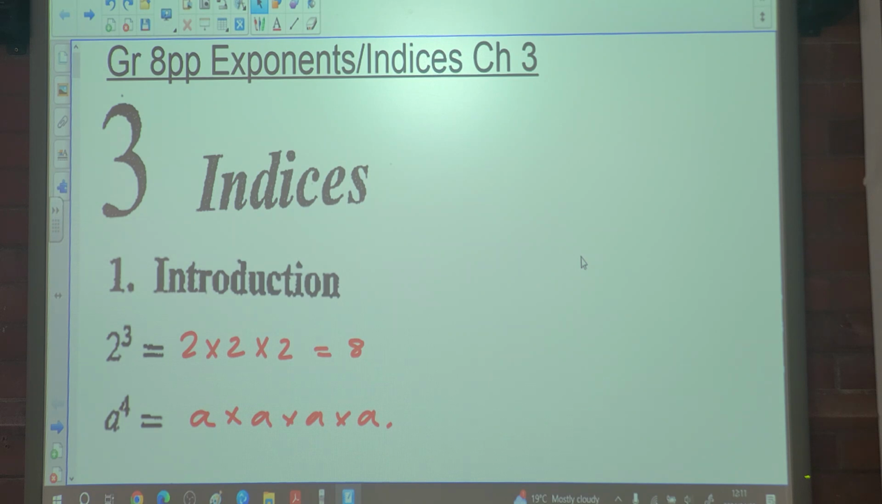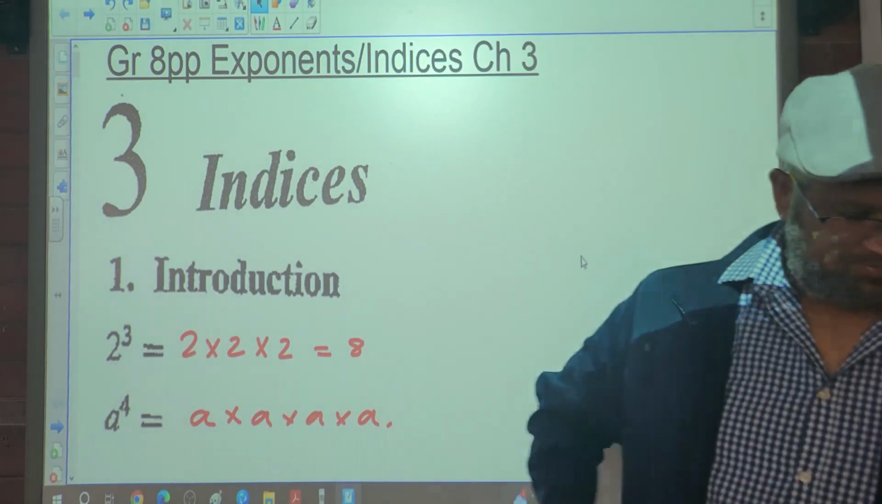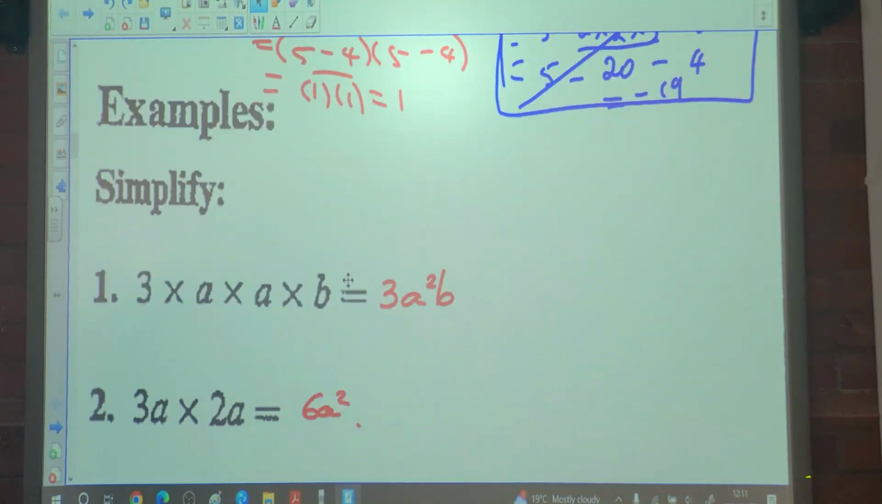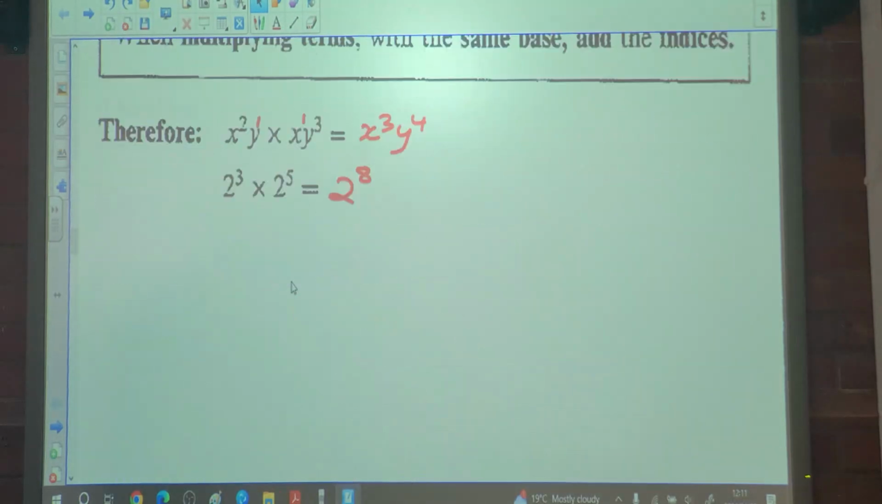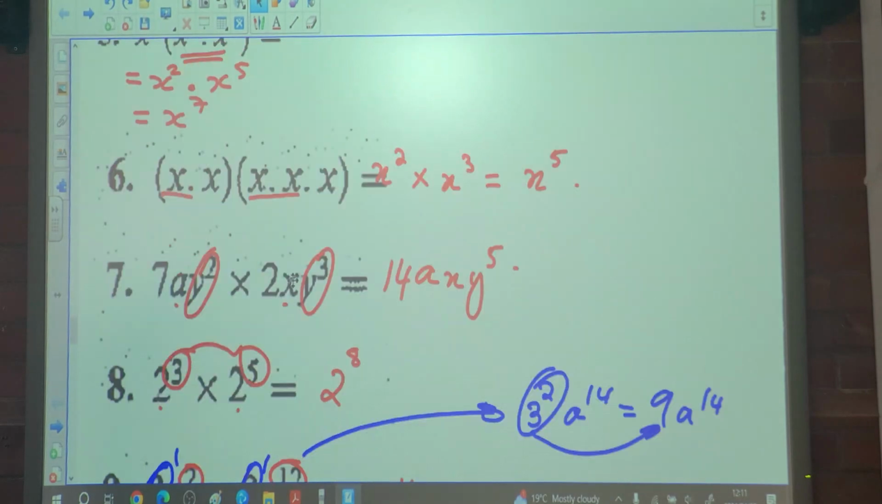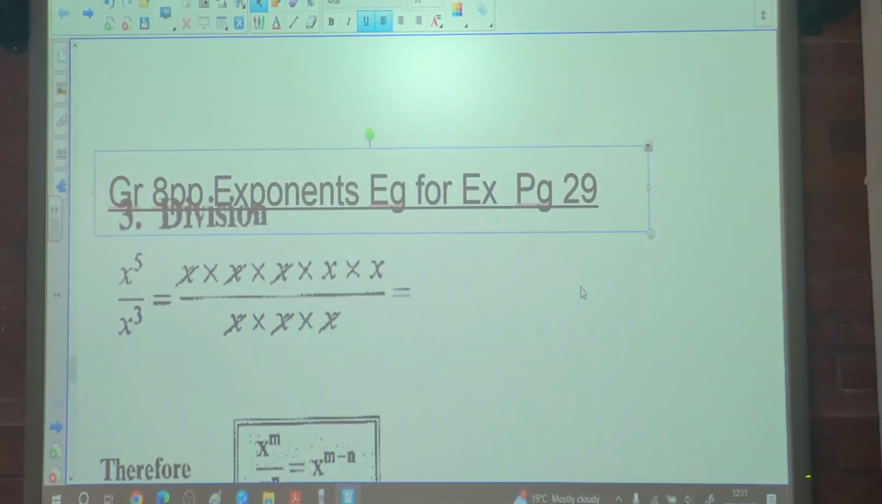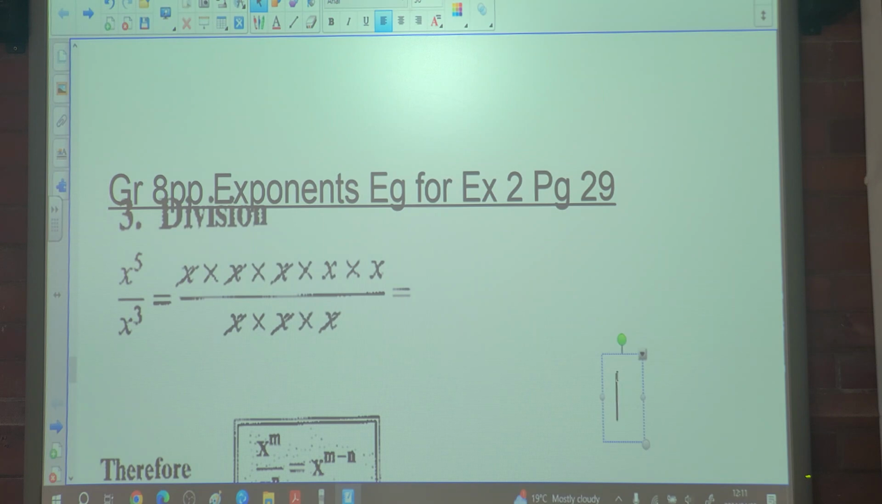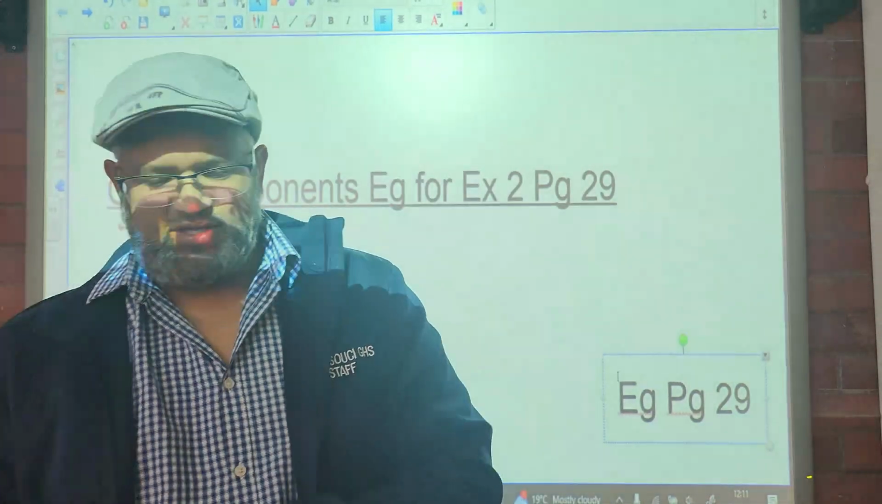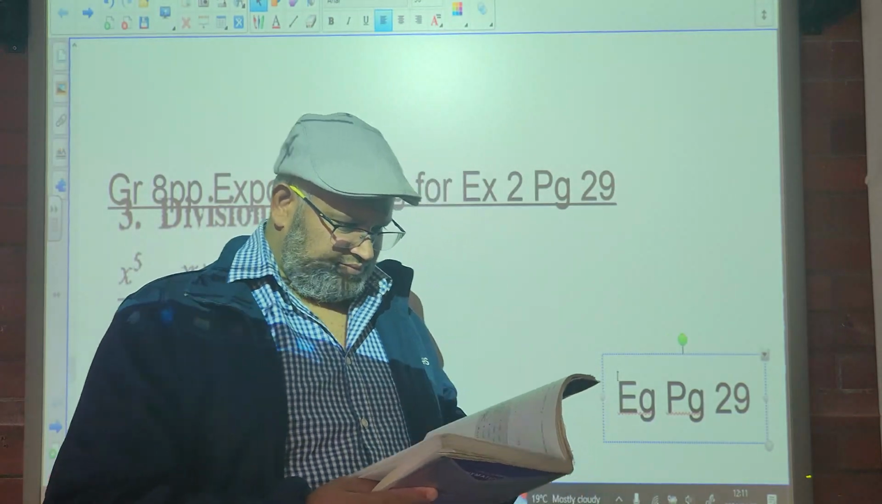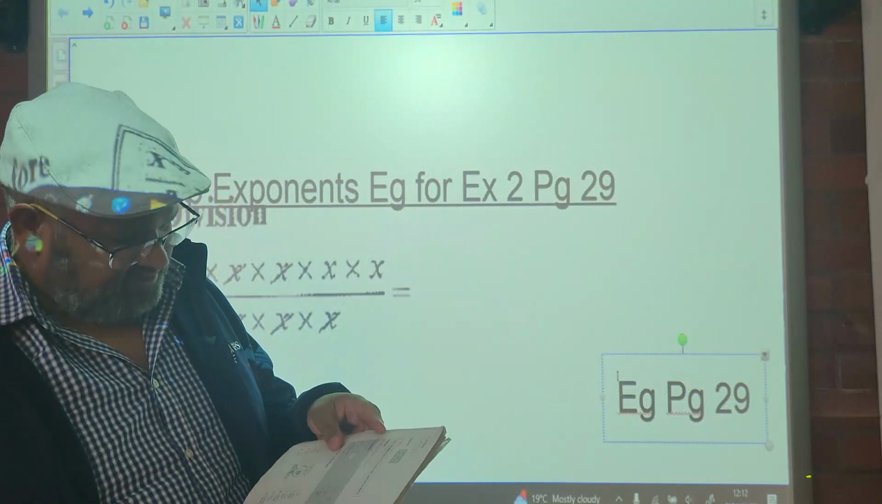So today we're looking at exponents of chapter 3, which is exercise 2. Today we're going to look at division. Yesterday our lesson was fairly long. We were looking at multiplication. Now we're going to look at the examples for exercise 2, and this example is also on page 29, if I'm not mistaken. The 30. Yeah, 30.